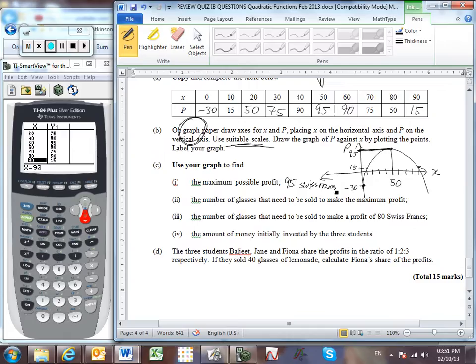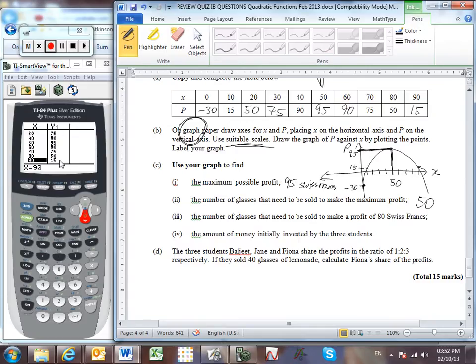Part I, the number of glasses that need to be sold to make the maximum profit. We can see that that occurs. 50 glasses will be required. Part I, the number of glasses needed to be sold to make a profit of 80 Swiss francs. Now if I look at my table, I never make a profit of 80.